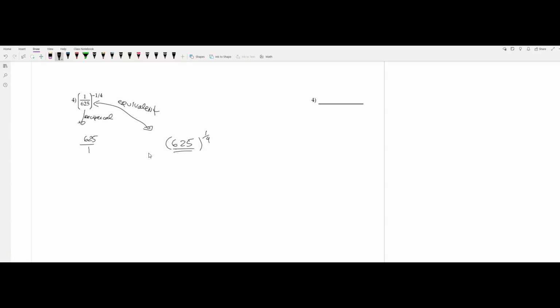So now we saw from the previous one, when we have a positive rational exponent, I can rewrite it as the fourth root of 625 to the power of 1, right? But I don't have to put the 1. And the fourth root of 625, we saw it earlier, is just 5. So your answer is just 5, right? And it becomes 5, not 1 over 5, because of the negative exponent. You had to put it as a reciprocal.